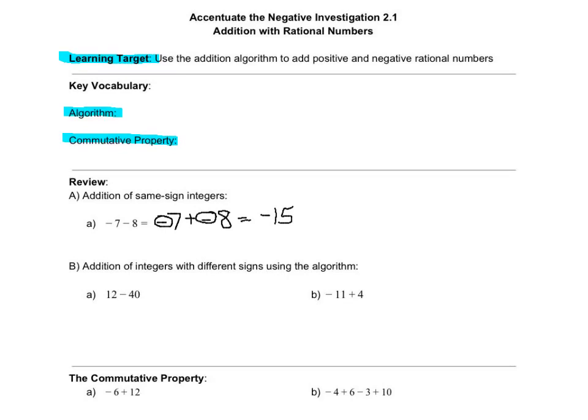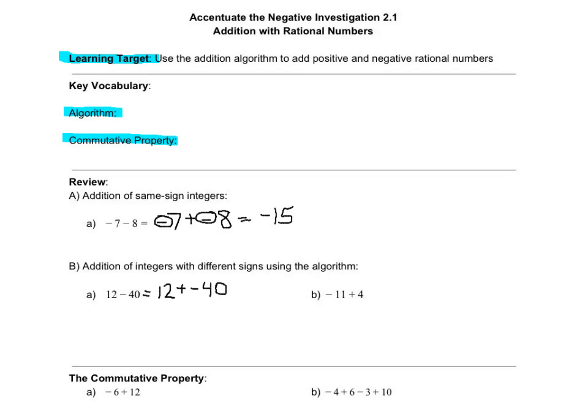But now what about part B, where we have the addition of integers with different signs? Now we need to use our absolute value algorithm. So let's first look at part A. Again, we see that we have a subtraction problem, and the first thing we're going to do is turn that into addition. Just good practice with that rule. So we keep the first number the same, which is 12. We're going to add our opposite, so 12 plus negative 40.